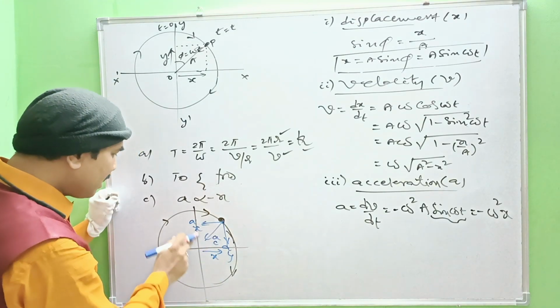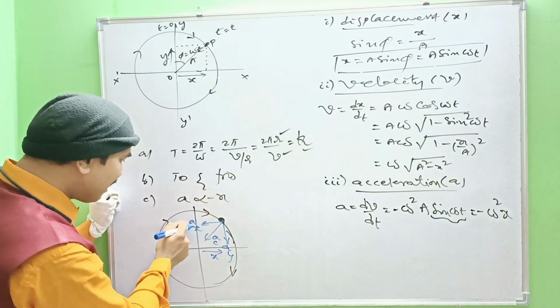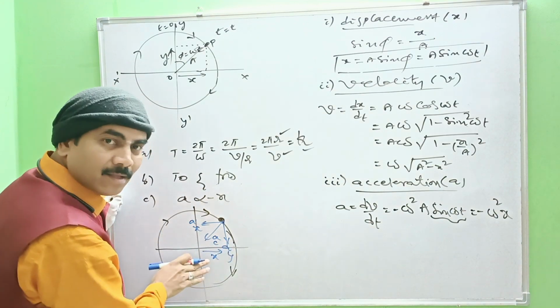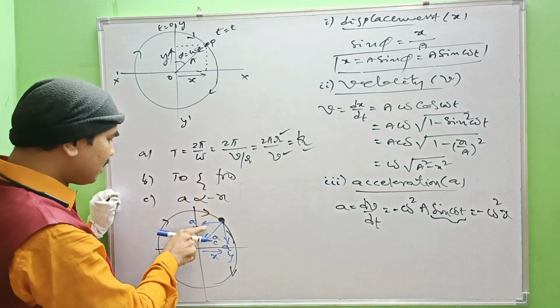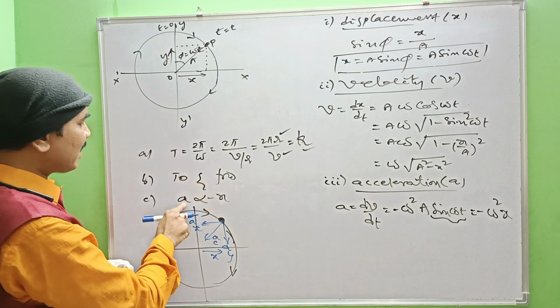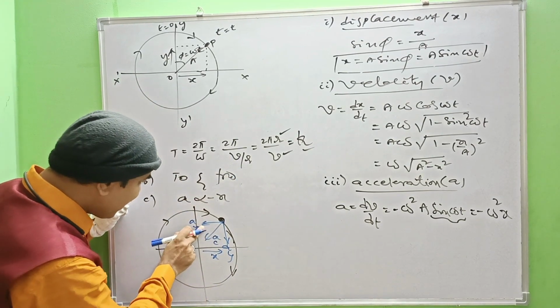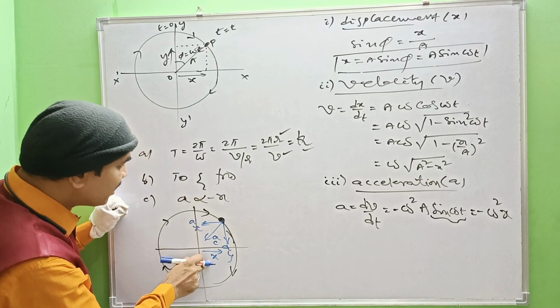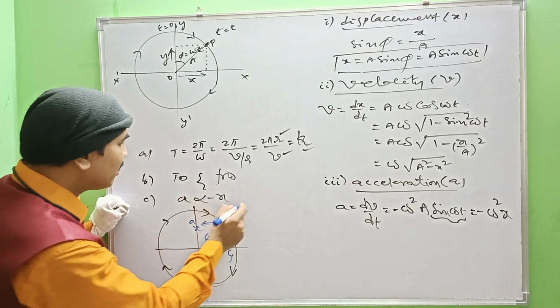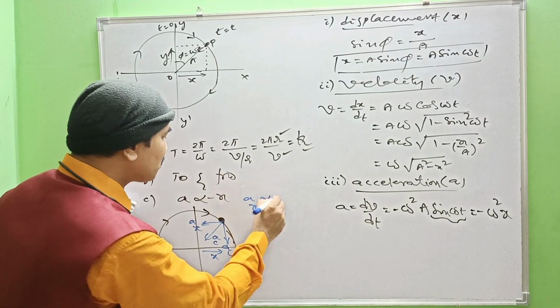Here Ax is towards the negative x-axis, but the displacement on the x-axis is towards the positive x-axis. See, these two are directed opposite to each other. Acceleration is directly proportional to the negative of displacement. Ax and x are directed opposite to each other, so Ax is proportional to minus x.